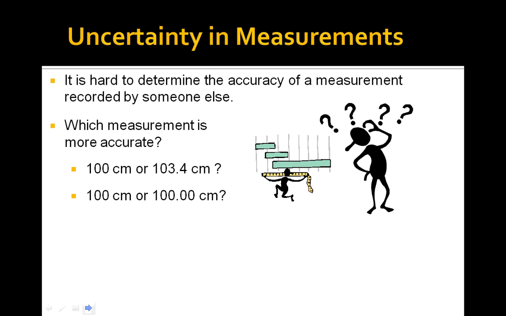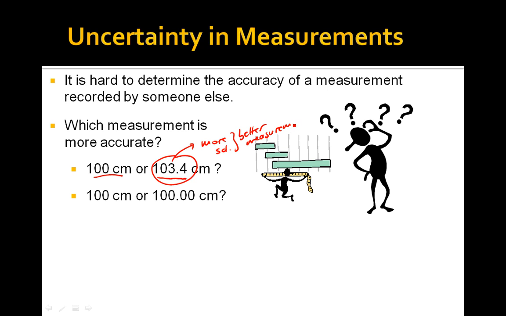So here's another set of examples. Let's say someone else did the measurement. You weren't around when they did it, and you want to have a sense of how accurate it was. Here's a couple of examples. Which of these do you think will be more accurate? Well, let's see. I've got 100 centimeters or 103.4 centimeters. Just by looking at it, I'd have a lot more confidence in the second, and the simple reason is there are a lot more significant digits. Because there are more significant digits, this is a better measurement as a result.